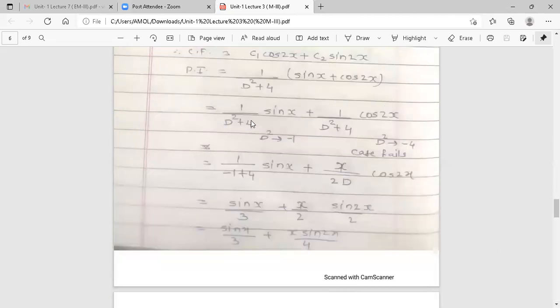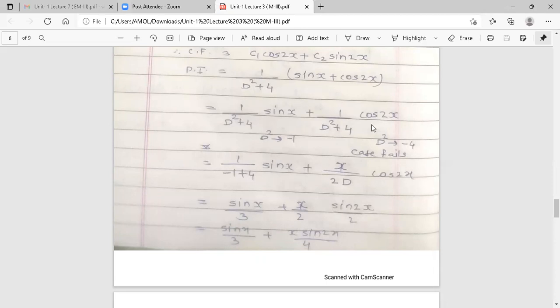Now for the sine function, we replace D square by minus a square. The coefficient of x is here 1, so the value of a is 1. You take the square of 1, and the square of 1 is also 1. So replace D square by minus 1. And so the term is here 1 upon (minus 1 plus 4) into sin x, plus.